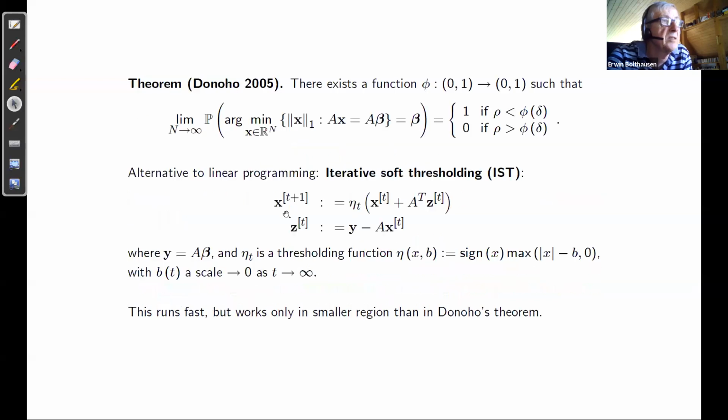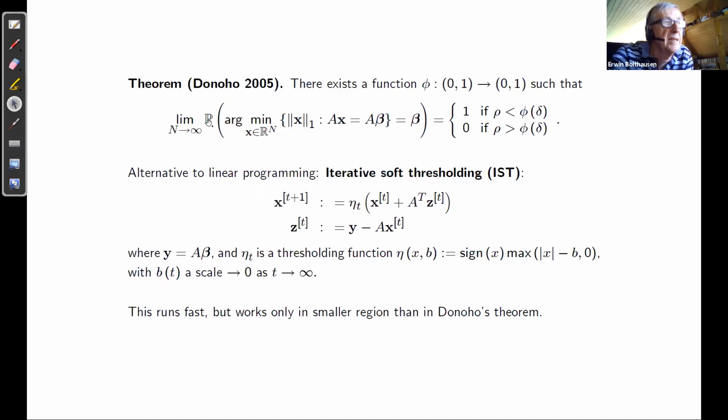Now, in that situation there is, I think in the meantime, a famous theorem by Donoho, namely that there is a function phi, which separates the region where you can do the identification from the region where you cannot. The function phi is a bit complicated to write down; you see it in the picture on the next slide. What he proposes is that you take the minimal L1 norm, not the minimal L2 norm, of x's which satisfy Ax equals y, so A times beta.